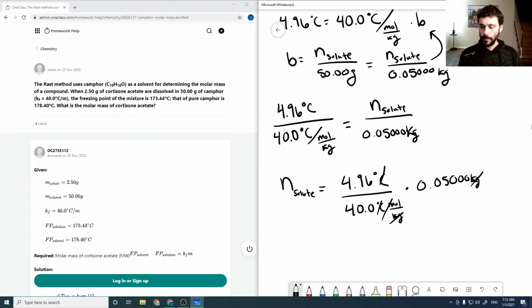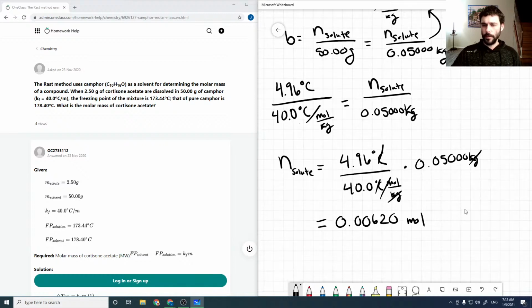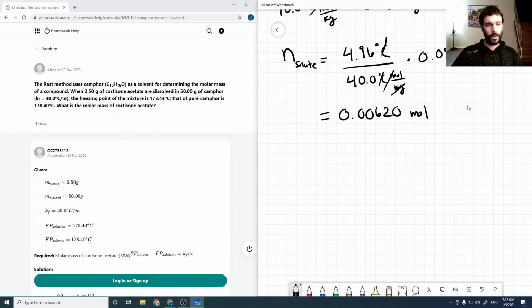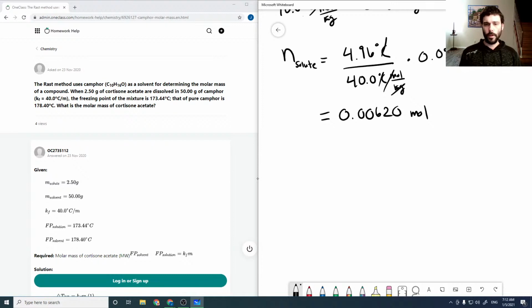Oh, right, it's per. Okay, and then moles will actually pop out on top here. And so this comes out to be 0.00620 moles. Okay, so there's our moles of solute. And now it asks us for the molar mass of our solute. So the molar mass is equal to the mass over the moles.